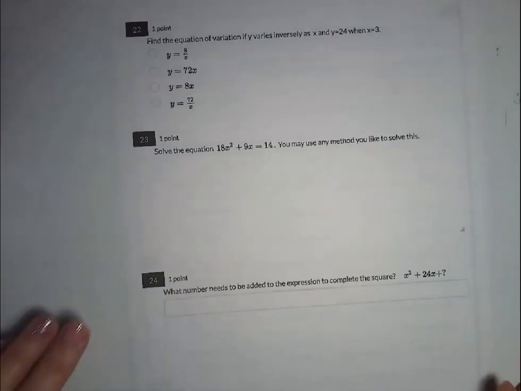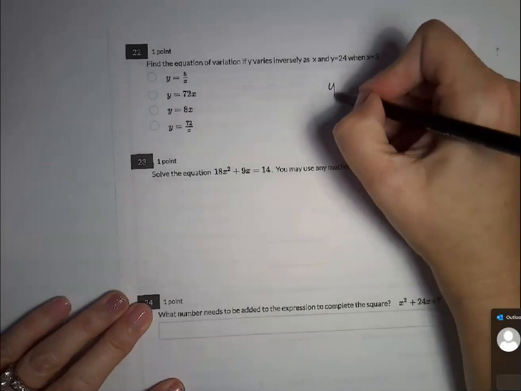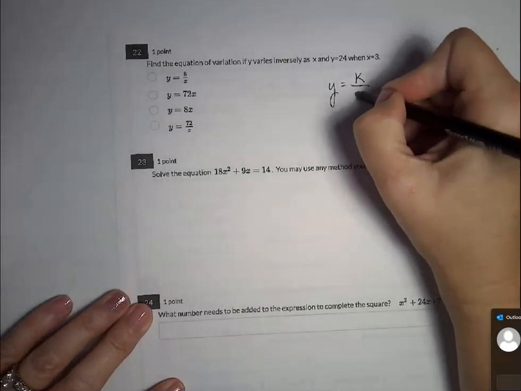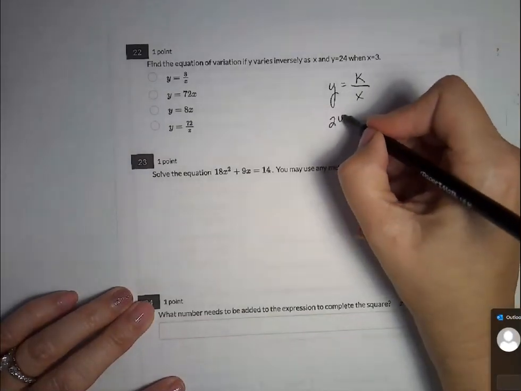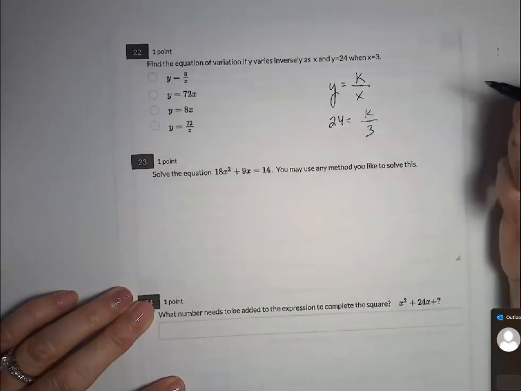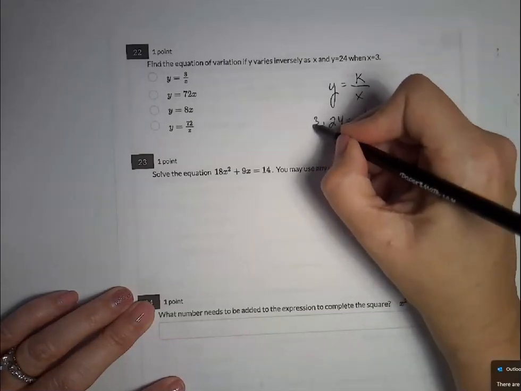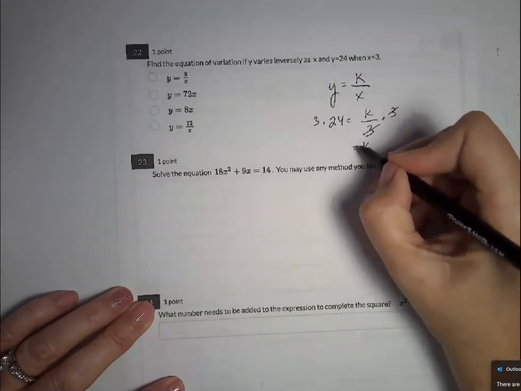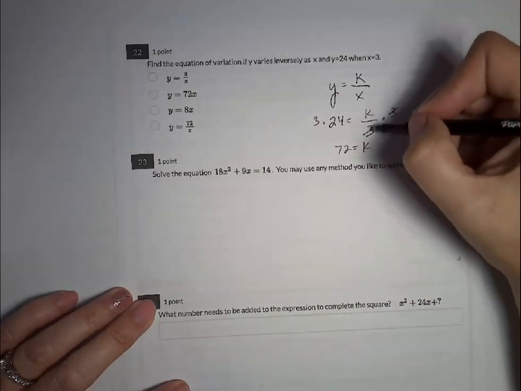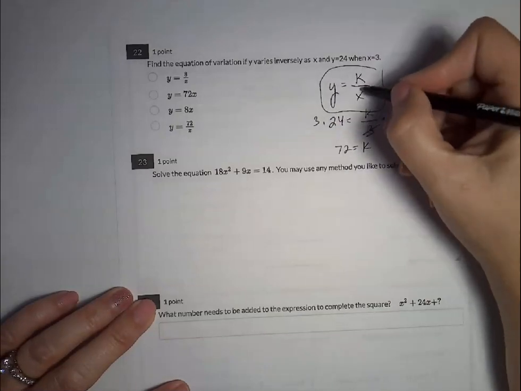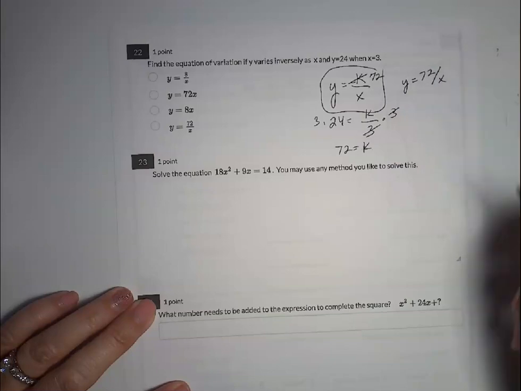Number 22, find the equation of variation if y varies inversely. Now this one here, we know from the page, this is what inverse variation looks like. So I'm given numbers, 24 for y and 3 for x. I replace them and I solve for k. So I'm going to need to multiply both sides by 3, and I'll get k is equal to 72. Once again, to find the equation of variation, I just replace k with the value I just found. So y is equal to 72 divided by x.